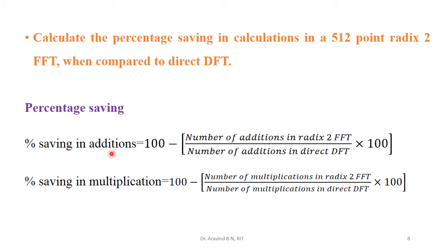So let us get into this solution. Percentage saving in addition, we are going to have this formula. Percentage saving in multiplication, we are going to have this formula. In two methods we can calculate. We can directly substitute in the formula the number of additions in FFT and the number of additions in the direct DFT calculation, and then we can have the solution directly. Otherwise, we can calculate individually the number of additions in FFT, the number of additions in DFT, then the number of multiplications in FFT and the number of multiplications in direct DFT. Then we can substitute over here to get the answer. I am going to calculate it individually and then I will substitute it.